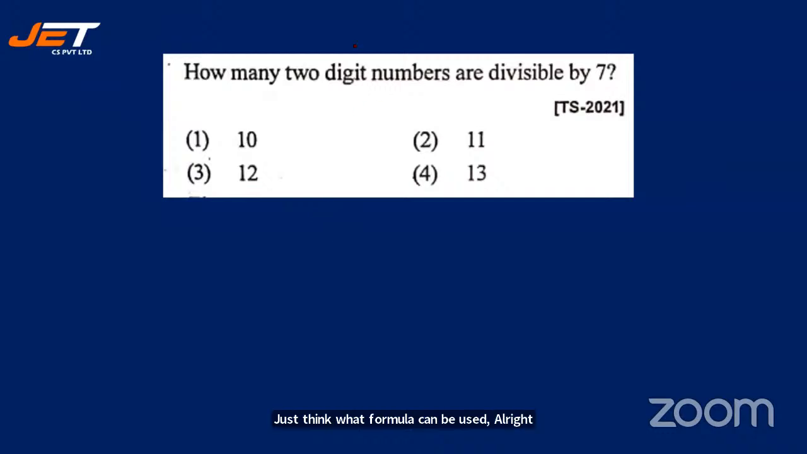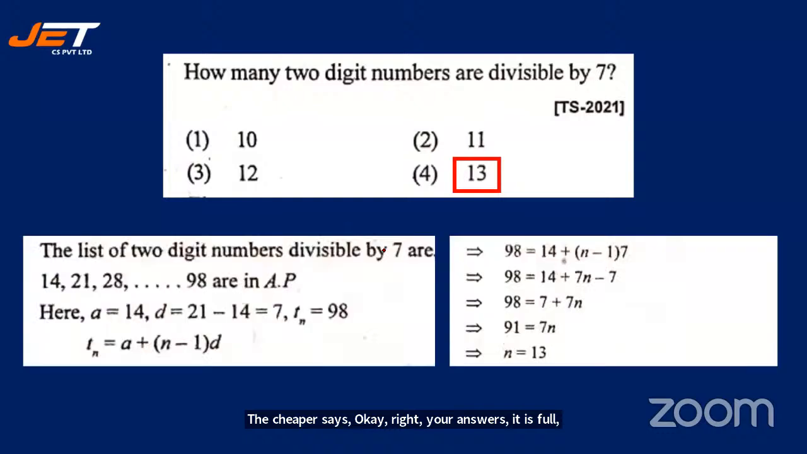Let me see the chat box. Nikita says 4. Nikita says 3. I'm getting a variety of answers. It is 13. How? See here. The list of 2-digit numbers divisible by 7 starts with 14 and the last is 98. Isn't it? So when a series is given, A is 14, D is 7, your Tn is 98.